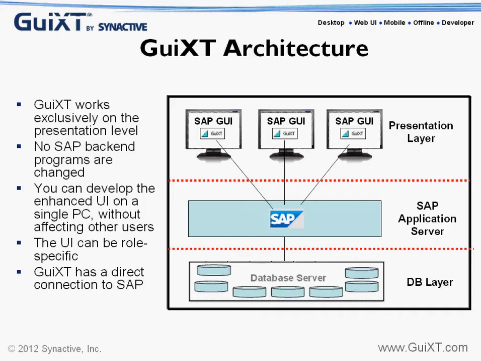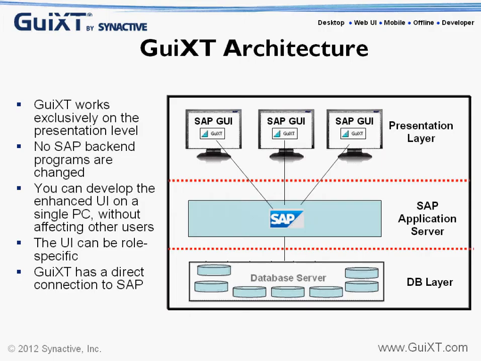With GuiXT in place, activated, and a script for the screen, when the request goes to the backend for the screen to be displayed, the backend server runs the code, captures the information as it normally does, packages the information, sends it to SAP GUI like it normally does. It does not know GuiXT exists.